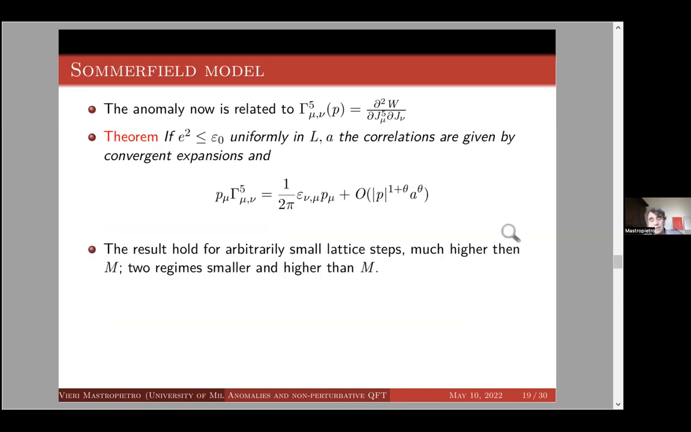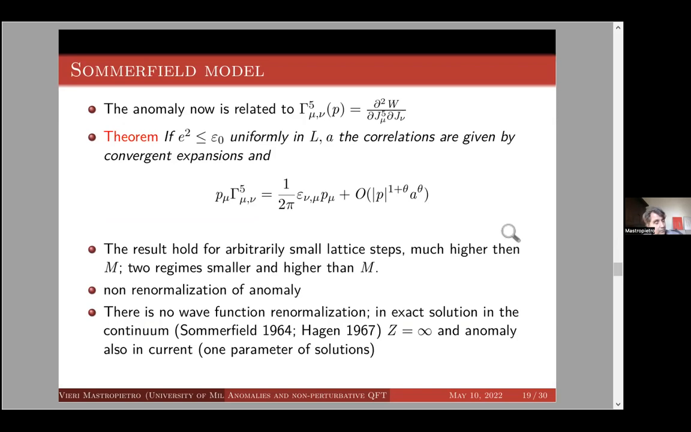I have something like 8 minutes, so I will not enter in too many details. So let's say again, there is no A dependence. This epsilon zero is a small number, but it's uniform in L and A. M is fixed, but there is no condition on A. So you can take the limit A going to zero.